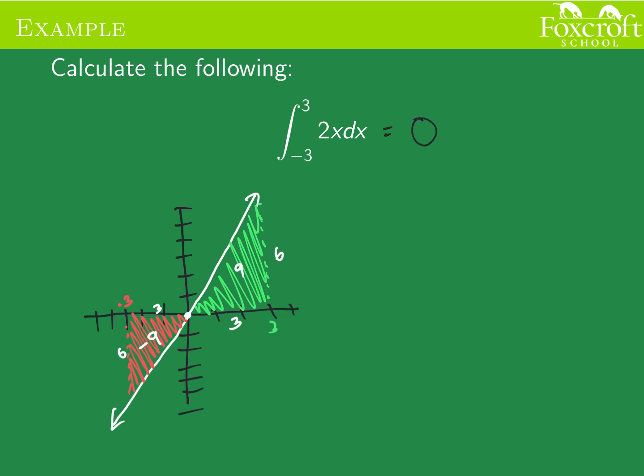So it is actually possible to find an area and get 0 because you have these negative things canceling out, giving you a 0 area. Pretty much these two things are just going to be the exact opposite of each other and cancel out.